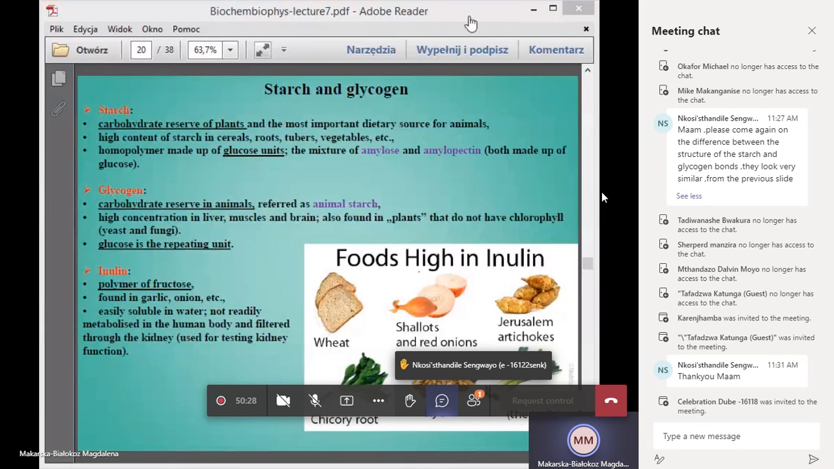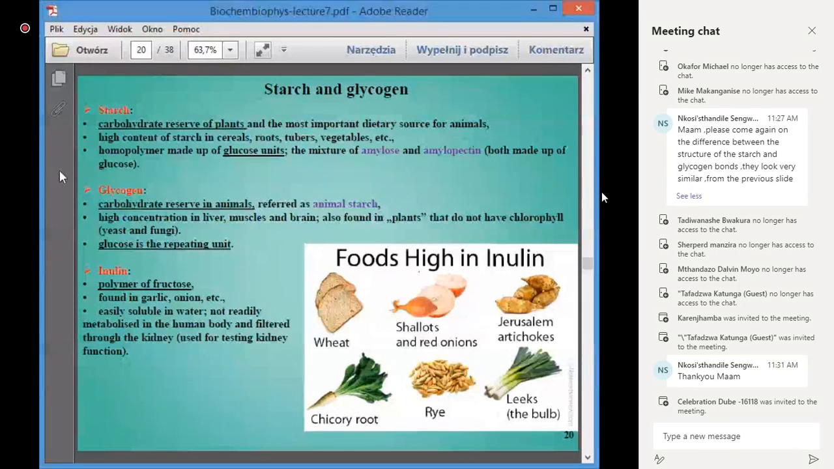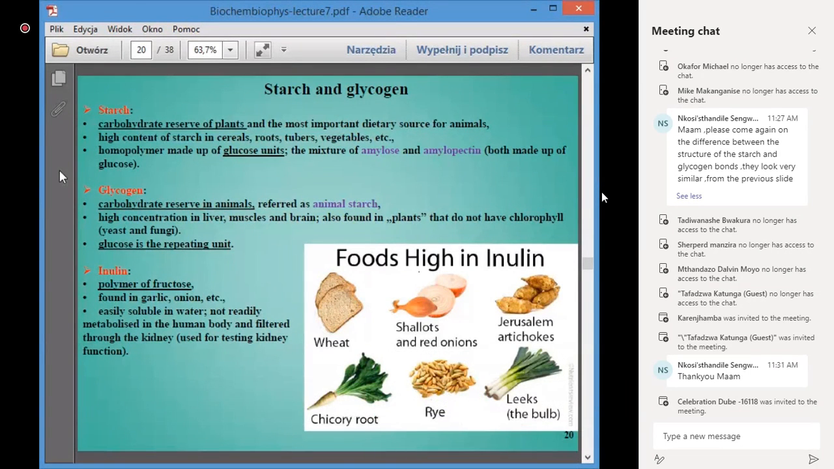And we have the last one, which is, I think, very interesting. And this polysaccharide is called inulin. So not insulin, which is a completely different structure, but inulin. And this is also a polymeric structure, but made of the molecules of fructose. So not glucose, like in case of starch and glycogen and cellulose, but made of fructose molecules. And such kind of polysaccharide, inulin, we can find in different vegetables like garlic, onion, leeks. You can find here the picture.